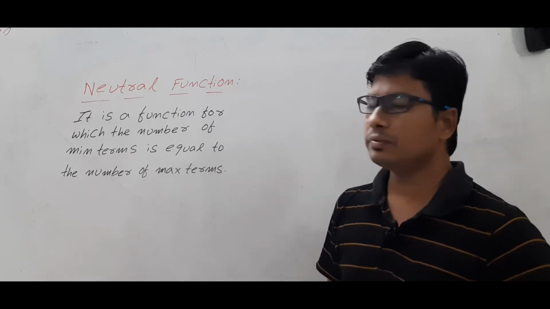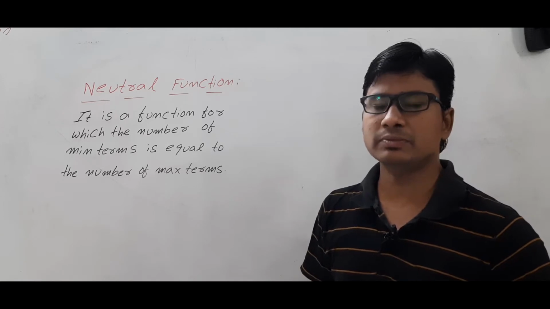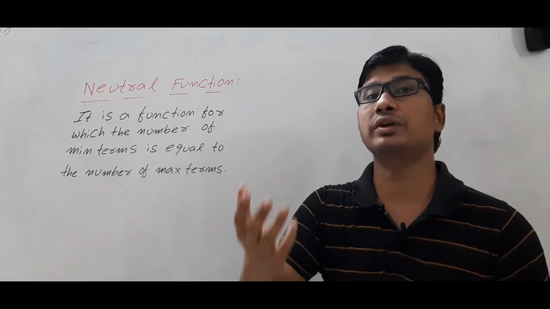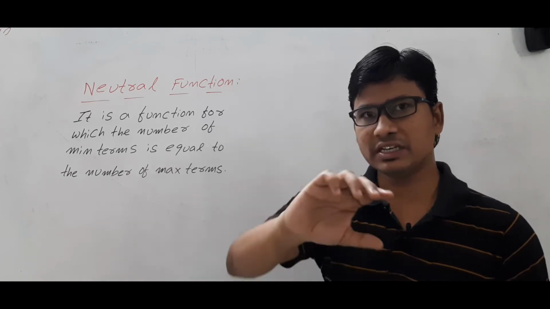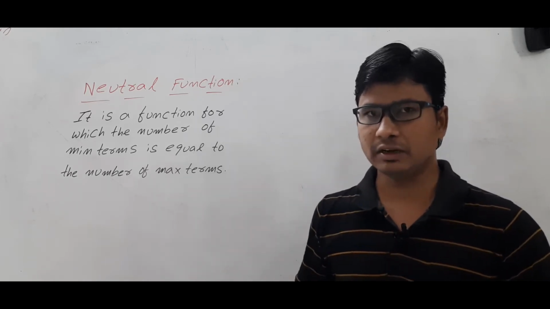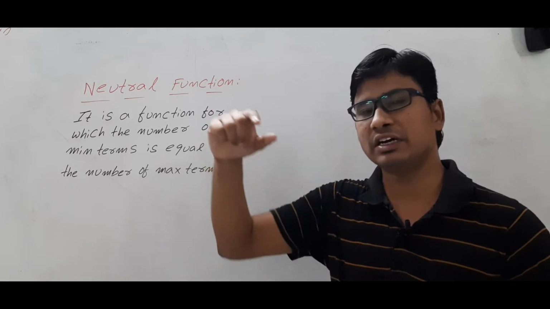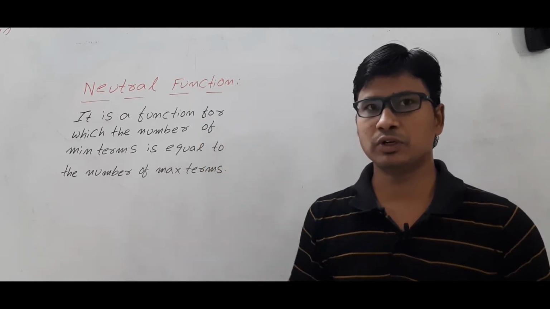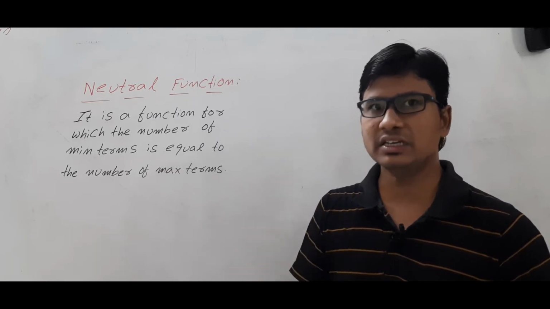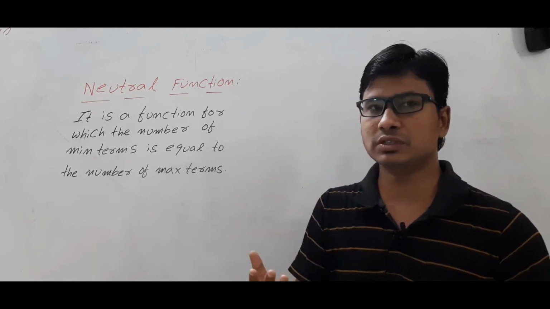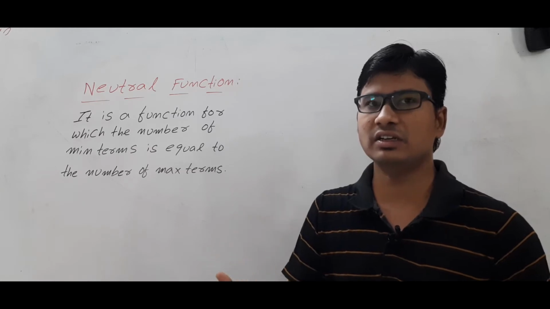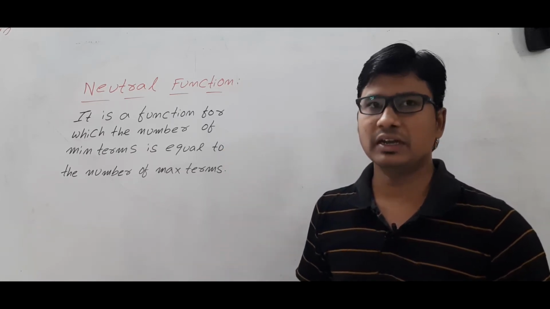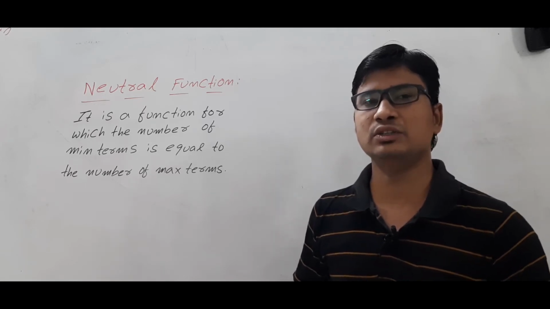Okay, so what is the meaning of number of min terms? Number of min terms means when the function gives the output as 1, then we say that it corresponds to a min term. And what is a max term? When the function produces the output 0, then we say that it corresponds to a max term. So the meaning is that the function produces the output in such a way that the number of ones is equal to the number of zeros. Am I right? Then such a function we will call a neutral function.